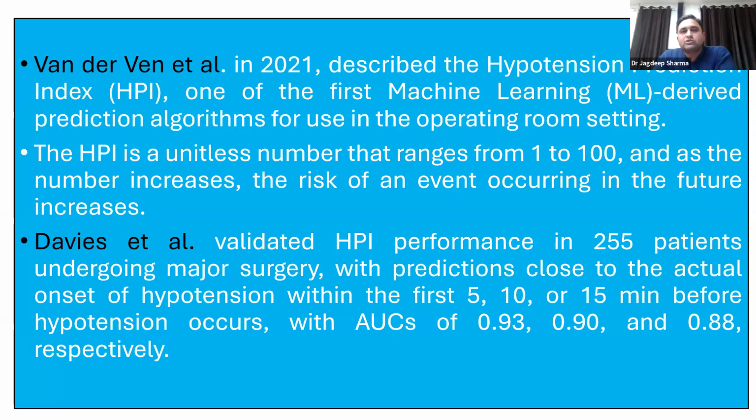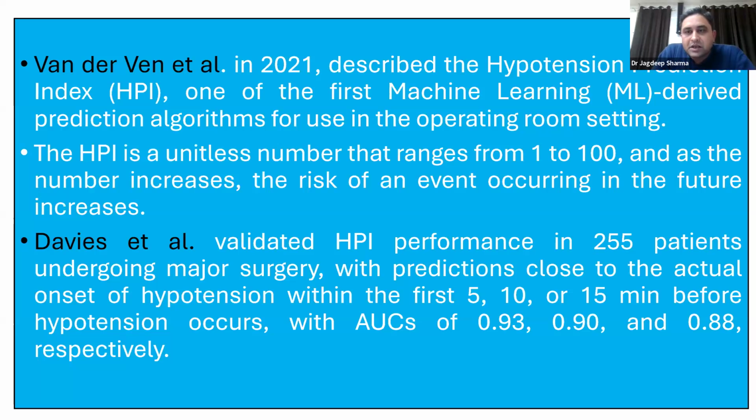Vanderven et al. in 2021 described the hypotension prediction index, and with HPI, we all know it's a unitless number that ranges from 1 to 100. As the number increases, the chances of hypotension in the near future increase. And this was validated by Davies et al.